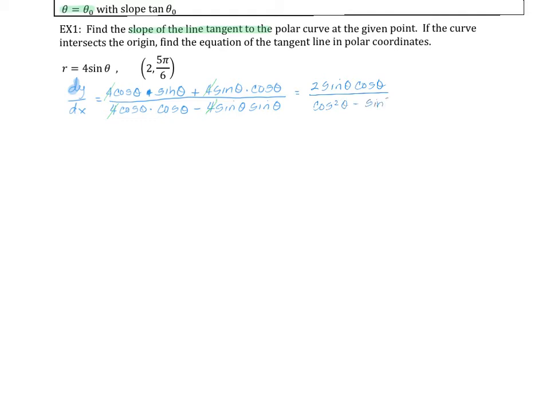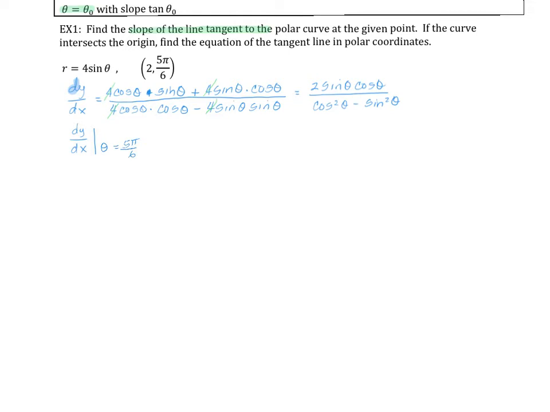Now if you want to write that in a different way, because cosine squared minus sine squared is actually cosine of 2 theta, so you could use a trig identity there. But I'm just going to leave it that way, because I'm supposed to find the slope of the tangent line at the given point. I'm going to compute that now. So the derivative is going to be evaluated for the theta value, because we're putting theta into our derivative, and the theta value is 5 pi over 6.